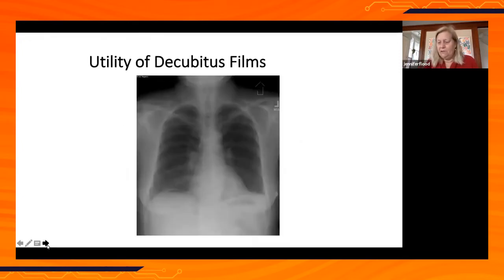Again, here we are visualizing the utility of decubitus films, and this chest X-ray illustrates how a subtle finding on a PA film can be illuminated on a decubitus film, showing significant free-flowing fluid in the pleural space.